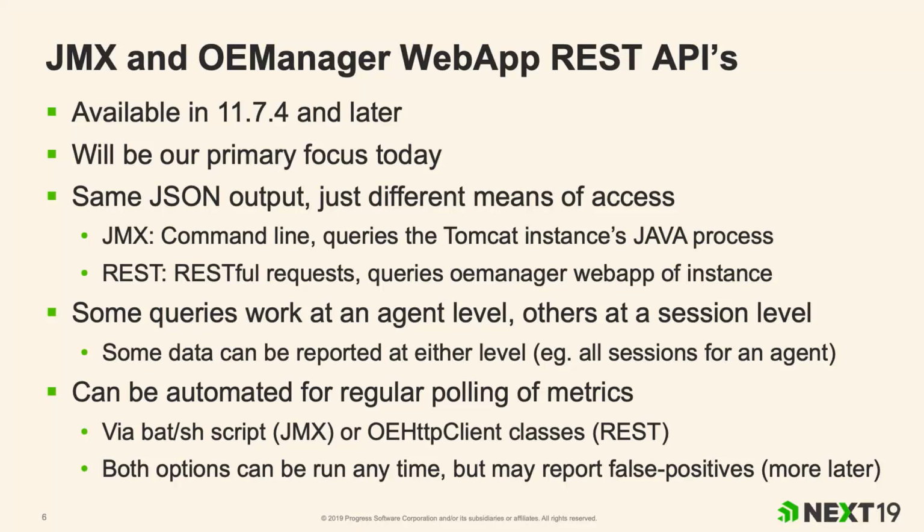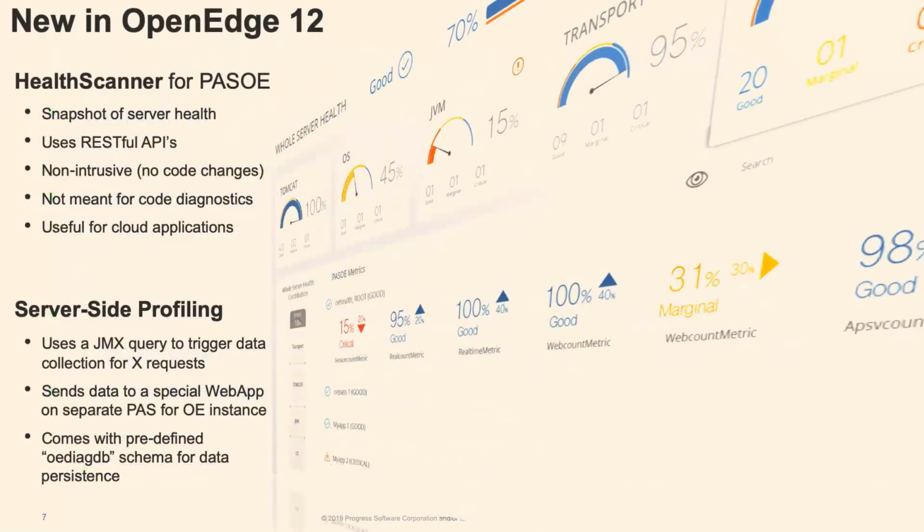One thing to keep a lookout for, and we'll get into this as we talk more about the OE Manager web app, is while you can run these at any time while your PAS application is running, there are some false positives that you might get because you could pick up some objects that are legitimately in flight. They're part of actual requests going through the system. So you have to be careful about when you access the data if you want accurate results.